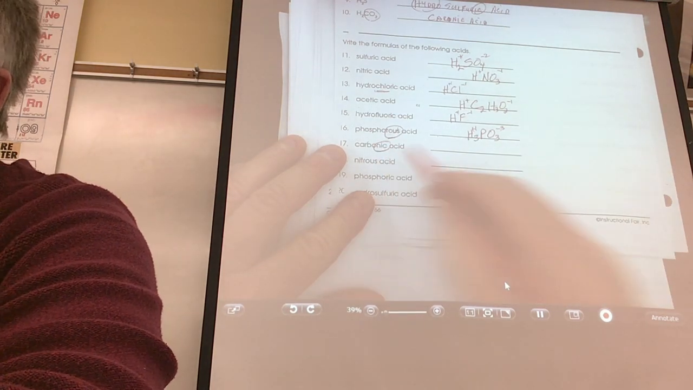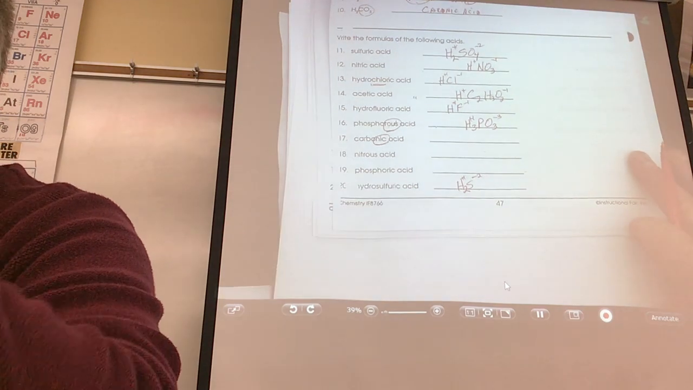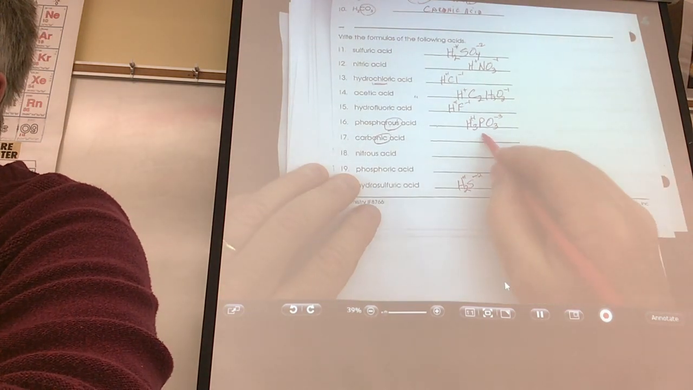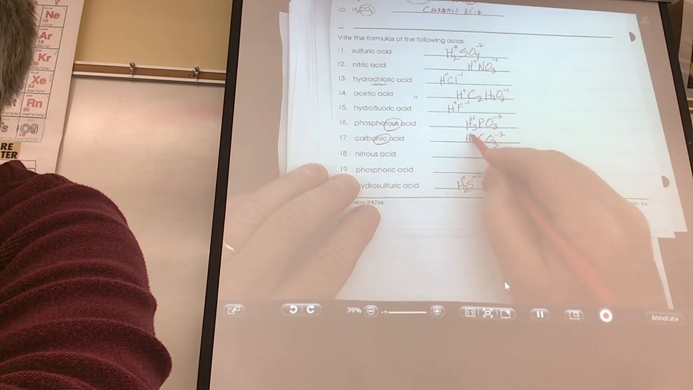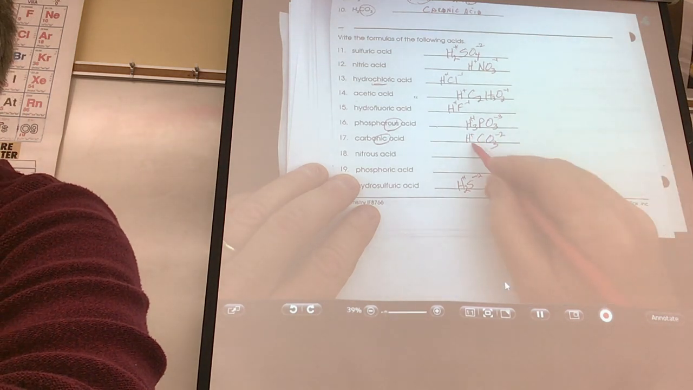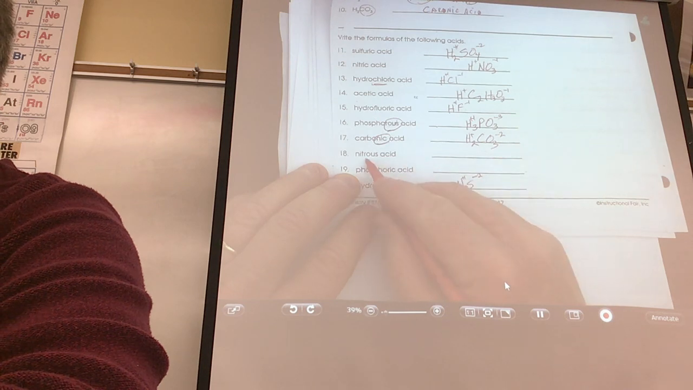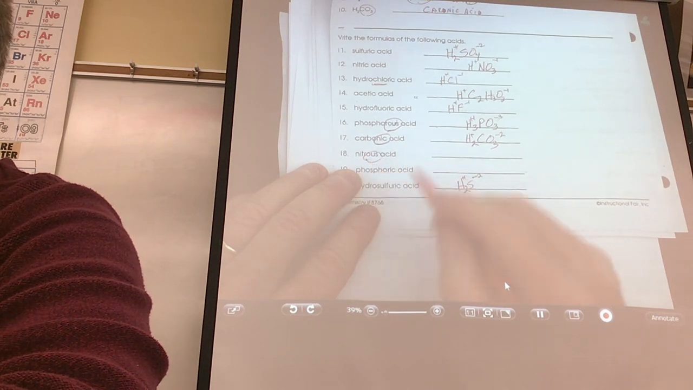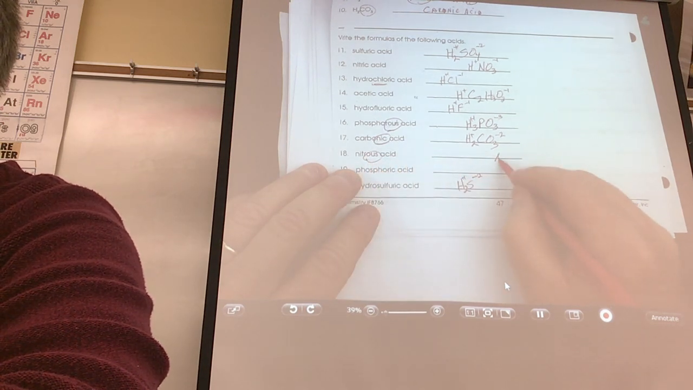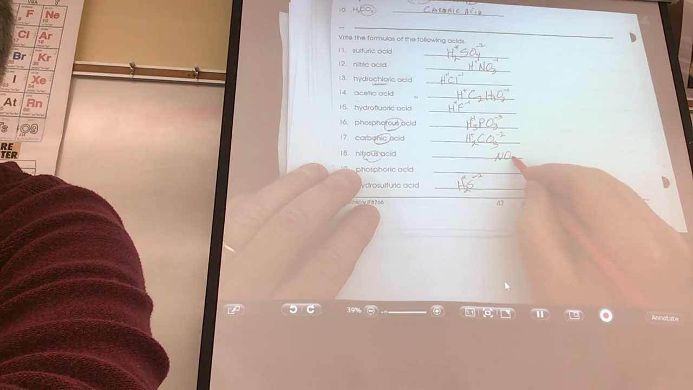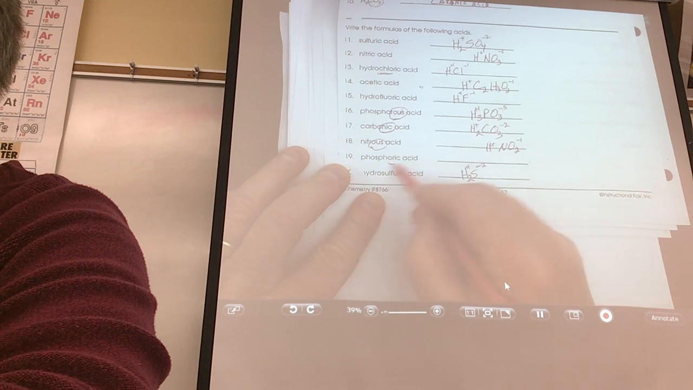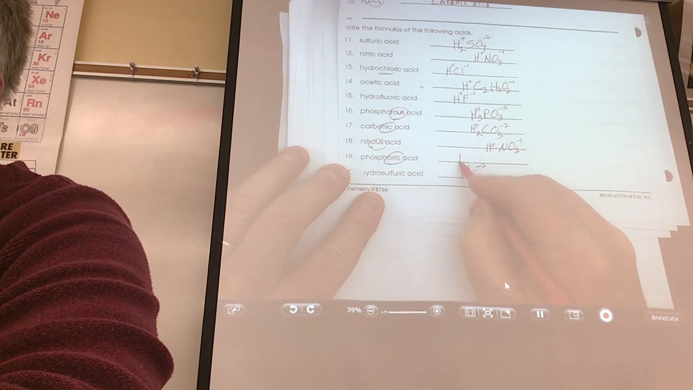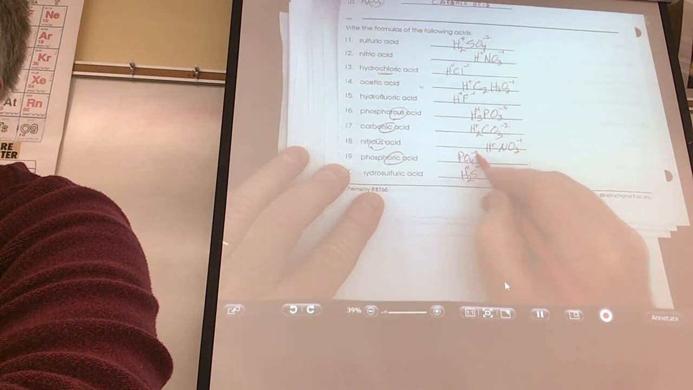Carbonic. What's the polyatomic for that guy? Carbonate. How many hydrogens do you need for that? Okay. Nitrous. Not the famous nitrate, but the less famous what? Nitrite. And the last one, phosphoric. You must have the famous phosphate in you.